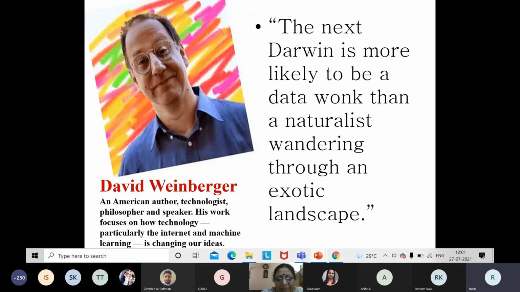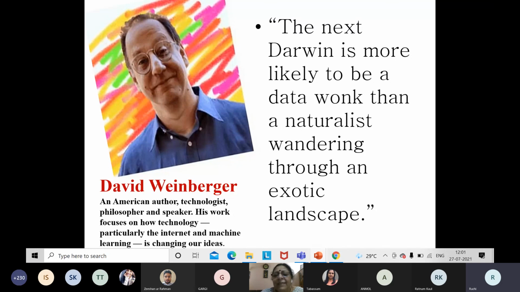So what it means is that the next big thing in biology is going to come from people who are dealing with lots and lots of data. That means the bioinformaticians. They will be the people who will be coming out with something really as earth-shaking as Darwin had done, so many centuries ago. Next, please.